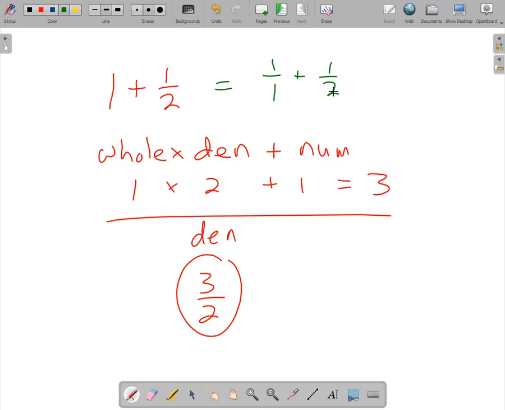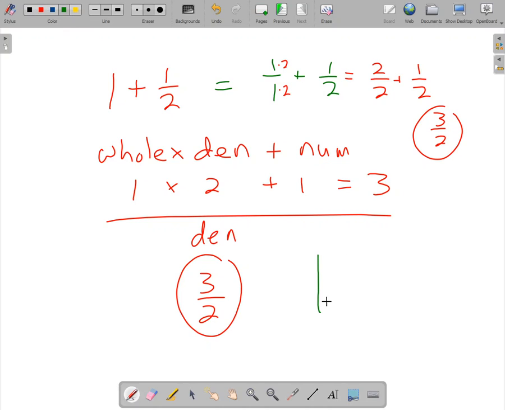What should the denominator be? 2. So that means we have to multiply this one here by 2 and 2 there. So this becomes 2 over 2 plus 1 over 2, or 3 over 2. Right? So there's a couple different ways to think about it. This would be kind of the long version based on the definition of adding fractions. This is kind of a shortcut approach right there.